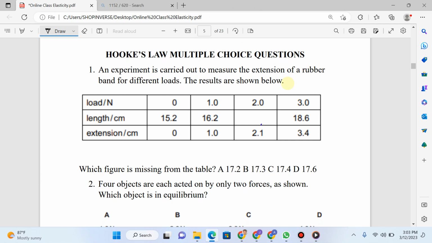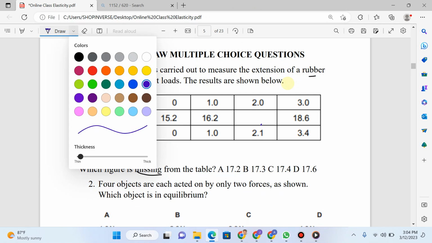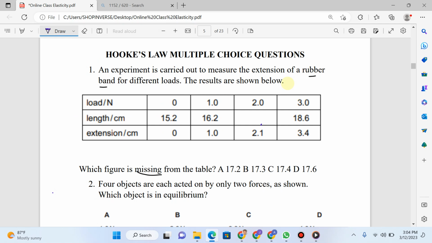Question 1. An experiment is carried out to measure the extension of a rubber band for different loads. The results are shown. Which figure is missing from the table? How do you get the figure that is missing? If you look at this table, we have the extension in centimeters. This is the extension 0, the extension when the force is equal to 0 Newton. This is also the length L0 when no extension has been made. This is the extension 1, the extension from the first force that is applied, and this is the length L1, after the load has extended the spring the first time.